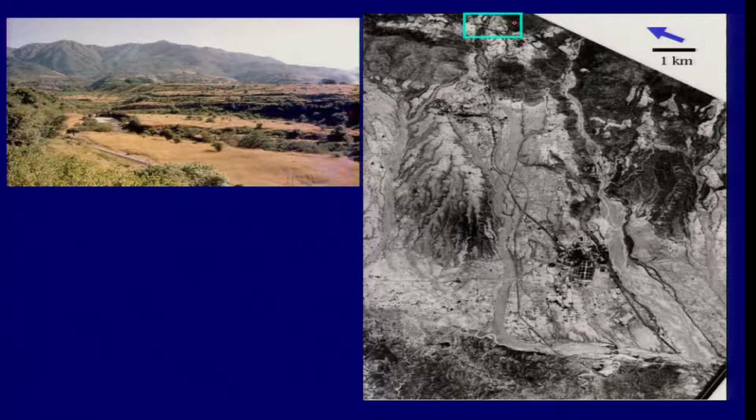Now let us see what happened over here. This is the area where we were looking for the signatures of the active faults, but we found something else. It was quite interesting. This photograph was taken in 1978. Of course, I was interested in mapping the active fault here, but I found something very interesting. Please note down and try to remember what I am showing in this photograph, which was taken in 1978.